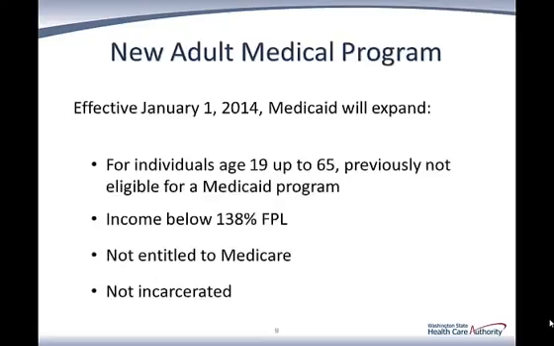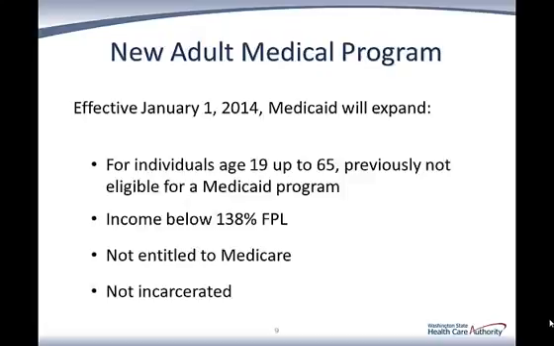Under the Affordable Care Act, states were given the option to expand Medicaid. Washington State has created a new program called Washington Apple Health for Adults, also referred to often as the new adult group. Washington residents between the ages 19 up to 65 who are not entitled to Medicare, not incarcerated, and have income below 138% of the federal poverty level will now be eligible for Medicaid coverage.